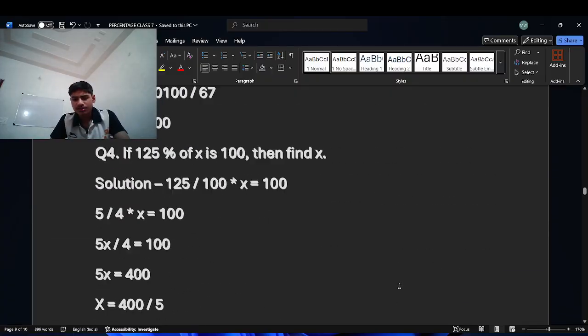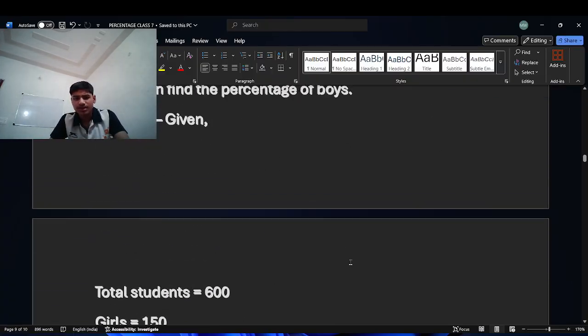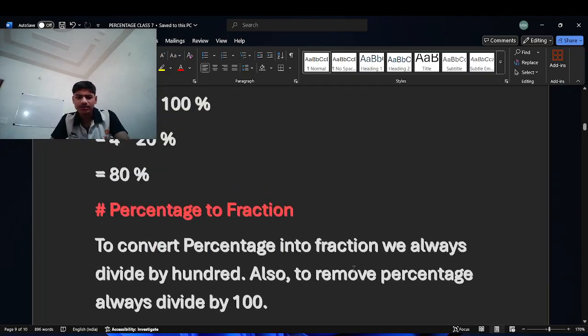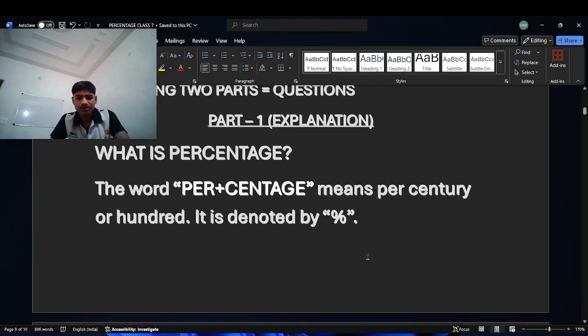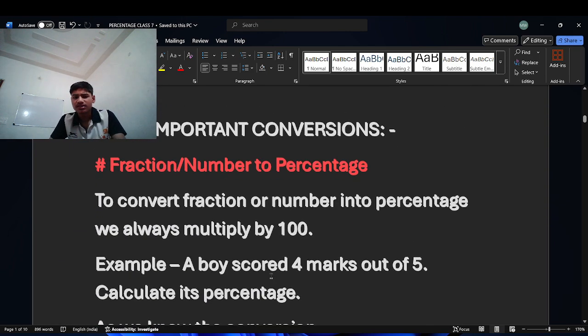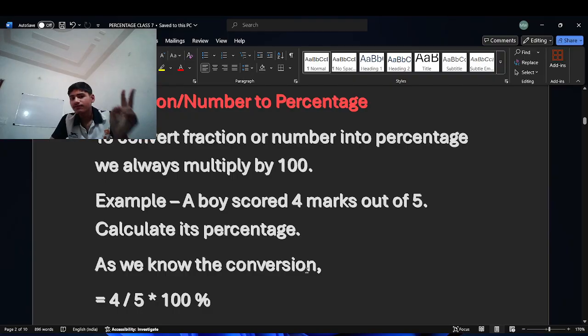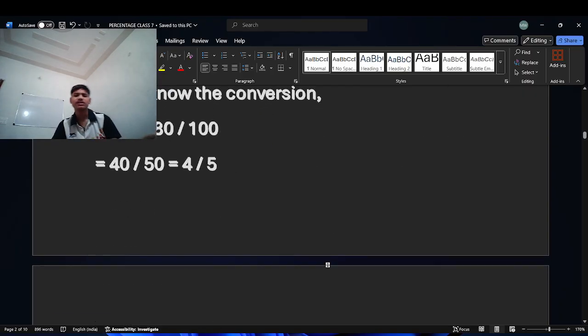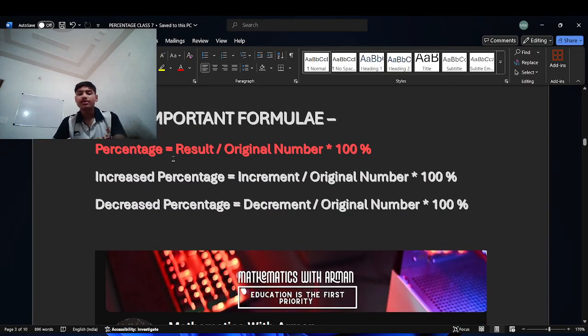Let's end the session. Before that, I am quickly revising what we have done today. We did percentage. We got the explanation first, then 2 conversions: fraction to percentage and vice versa, that is, percentage to fraction. Percentage to fraction: divide by 100. Fraction to percentage: multiply by 100. Okay. Some important formulas.